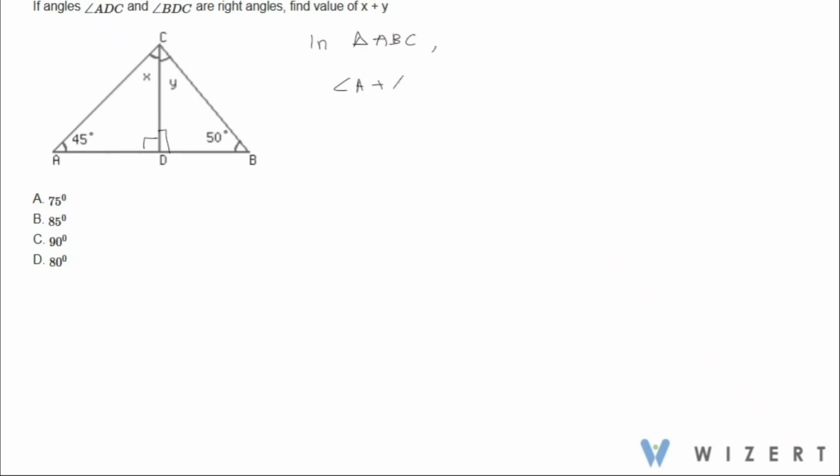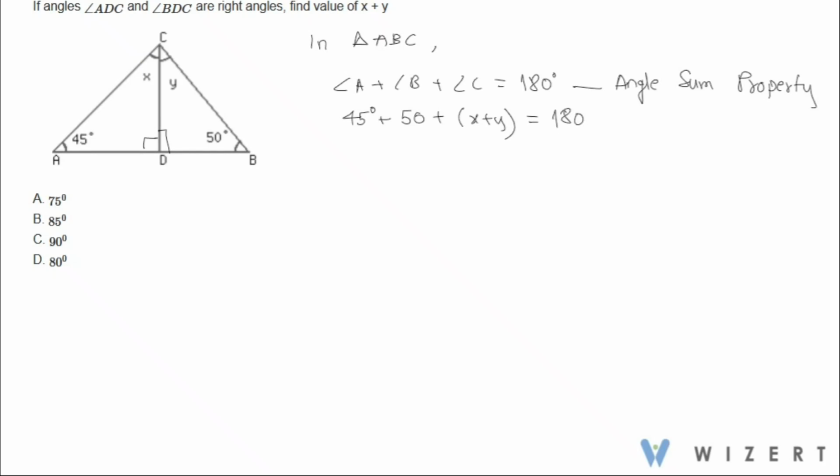angle A plus angle B plus angle C is equal to 180 degrees. This is due to the angle sum property of the triangle. Now angle A has 45 degrees of measure, angle B has 50 degrees, and angle C is x plus y, and this is equal to 180 degrees.